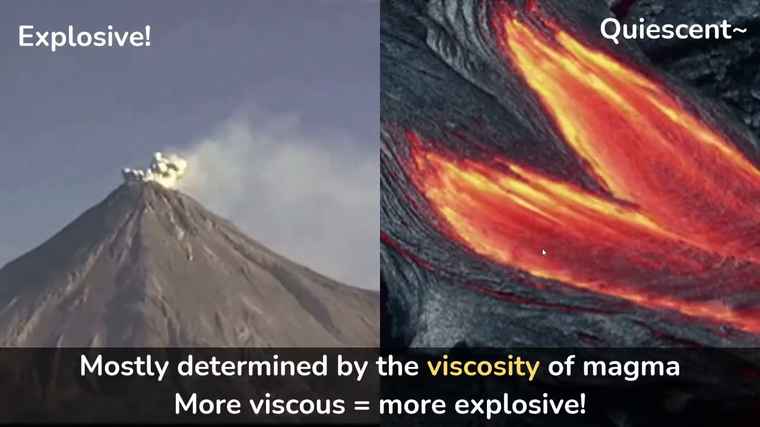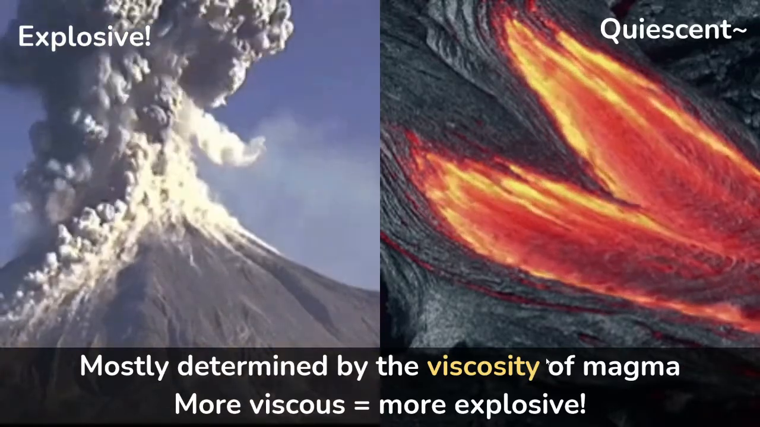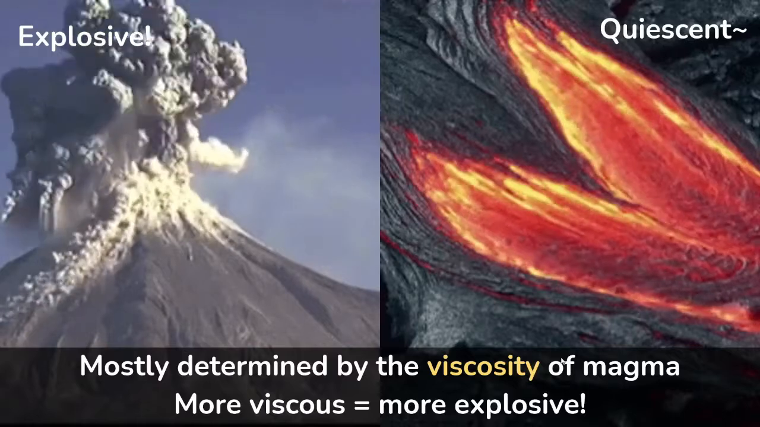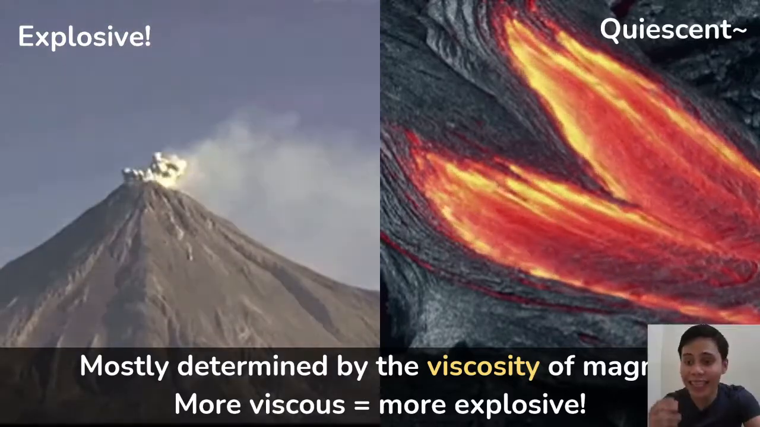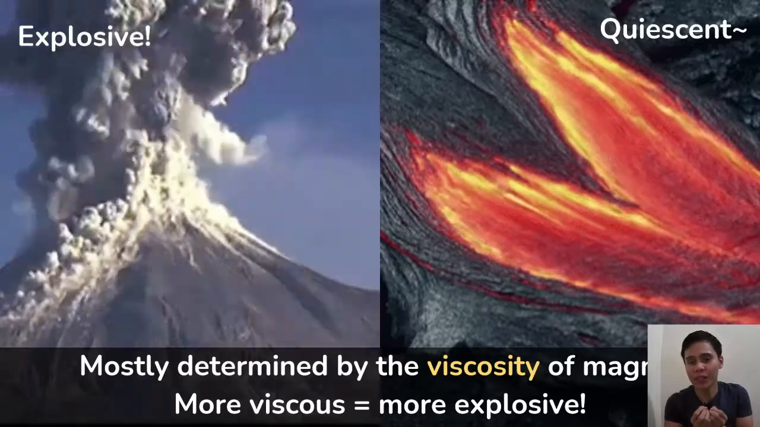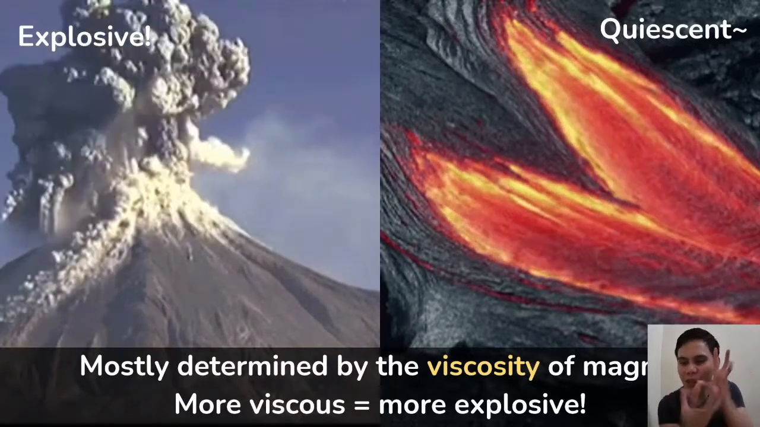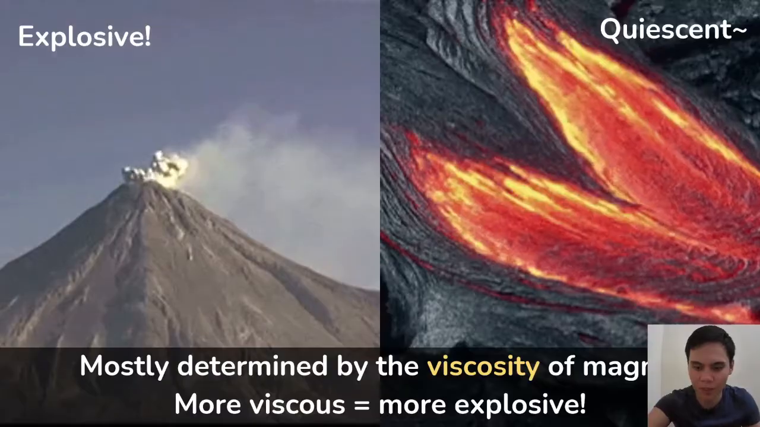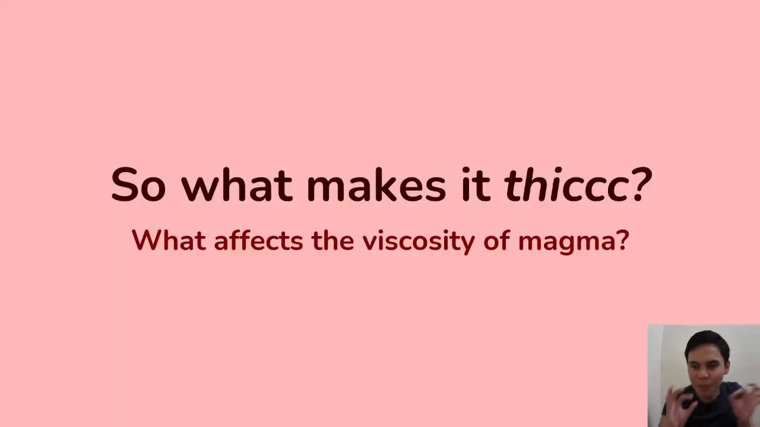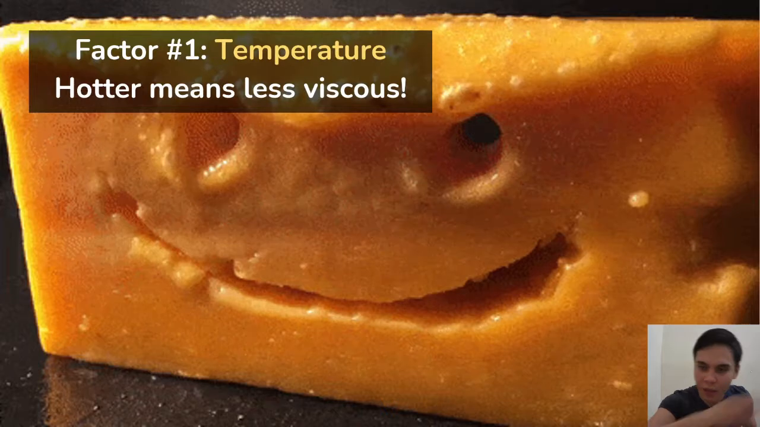They're mostly determined by the viscosity of the magma, how thick that magma is. The more viscous it is, the more thick the magma, the more explosive the eruption. So again, the thickness, the viscosity of the magma determines the explosivity of the eruption. So what does make it thick? What gives us thick magma? These factors affect it.